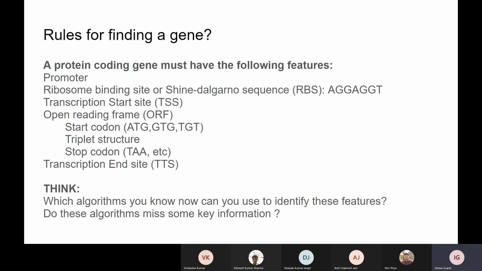So can you think about, since we have talked about a lot of algorithms in the course so far, I had a small question here. Are there instances where a gene can be translated without having a triplet structure?